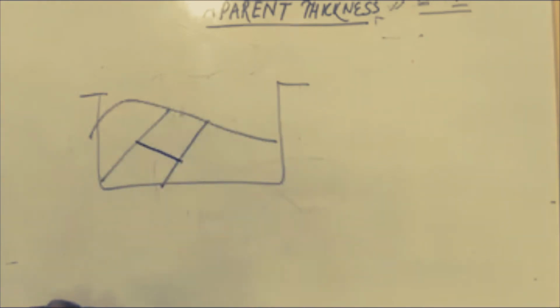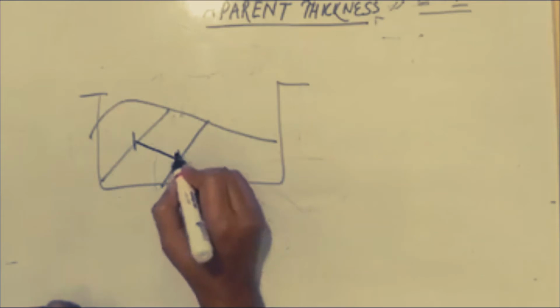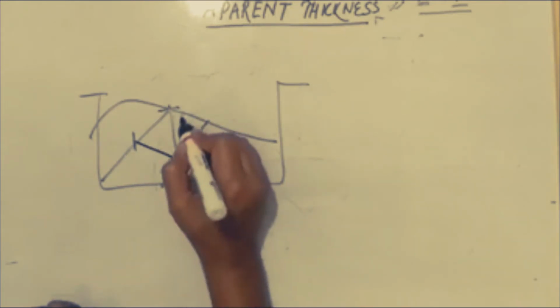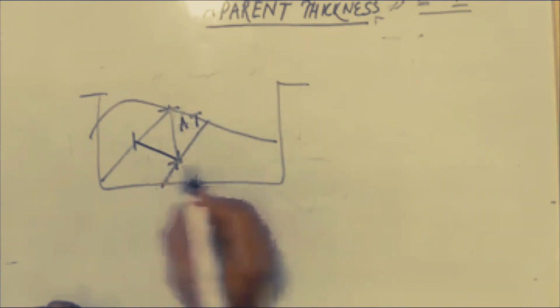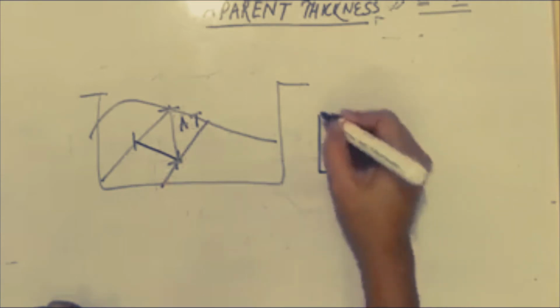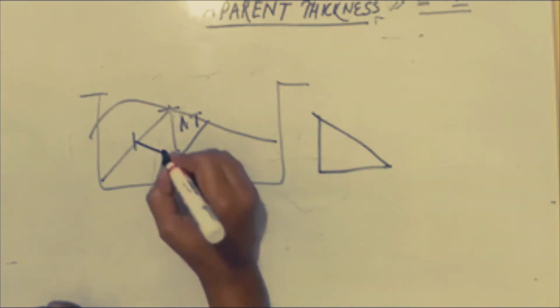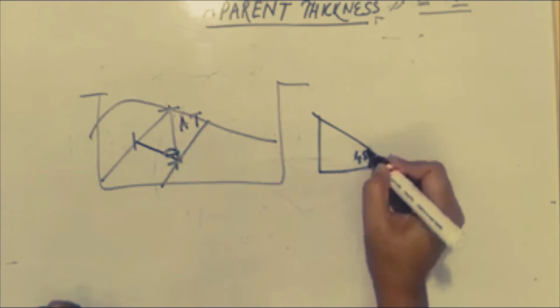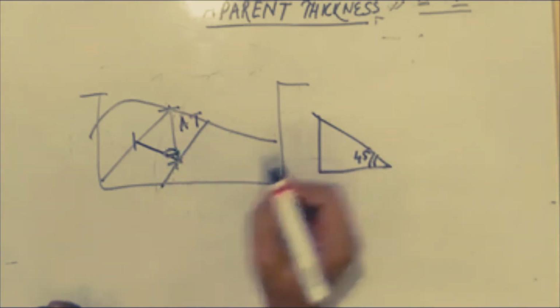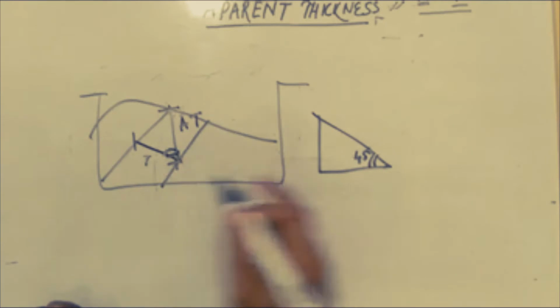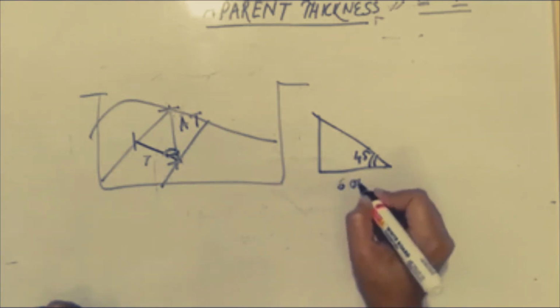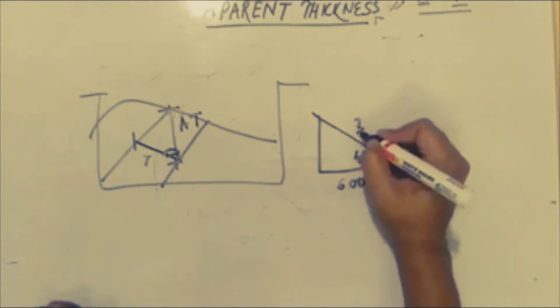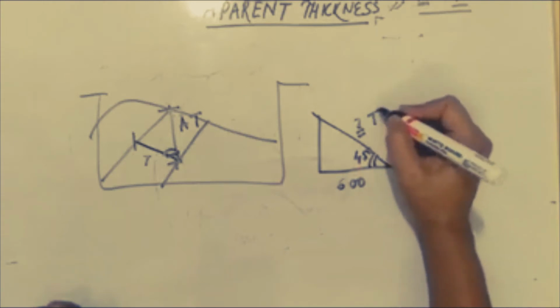This is the true thickness, and that value is the apparent thickness. Take this triangle. This angle is given to you, that is 45 degree or 60 degree, and so on, and the true thickness value is given to you. So what is the apparent thickness?